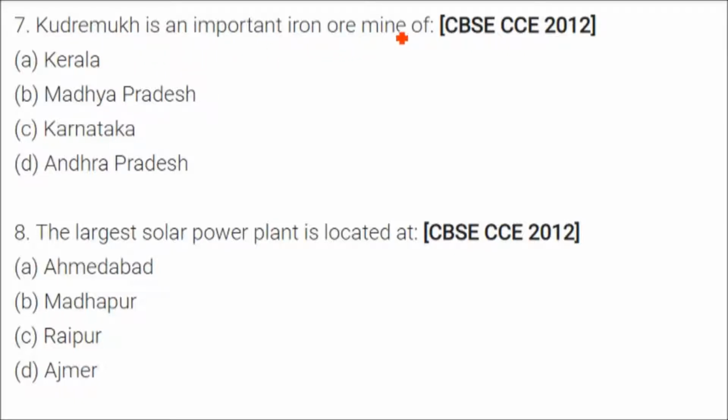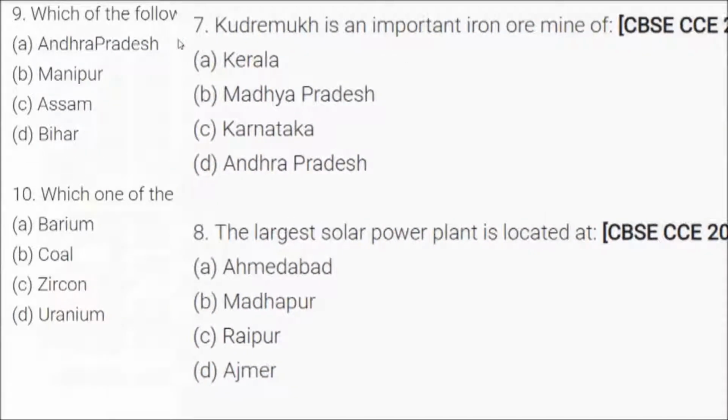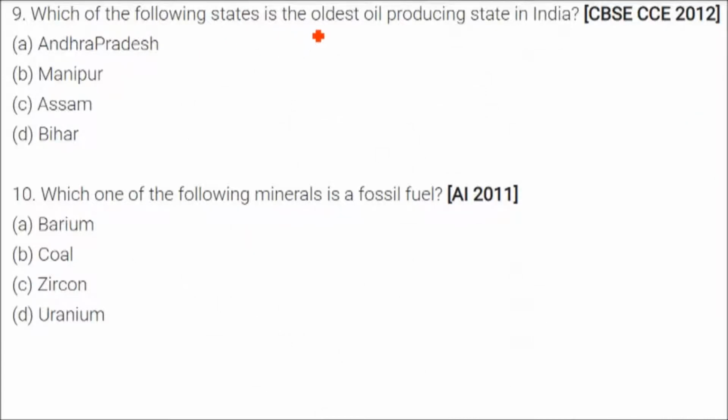Kudremukh is an important ore mine of Karnataka. The largest solar power plant is located at Madhapur. Which one of the following states is the oldest oil producing state in India? It's Assam. Which one of the following minerals is a fossil fuel? And it is coal.